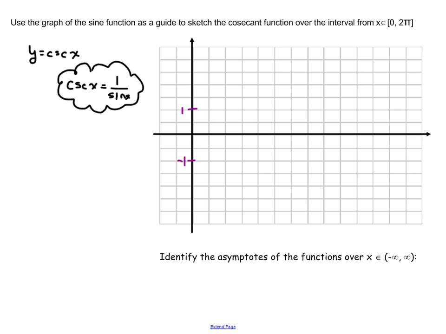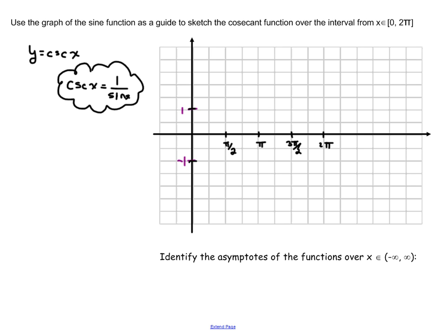We have marks along the x-axis here. Here's pi over 2, here's pi, here's 3 pi over 2, here's 2 pi. And we want to take a look at this graph on the interval from 0 to 2 pi.